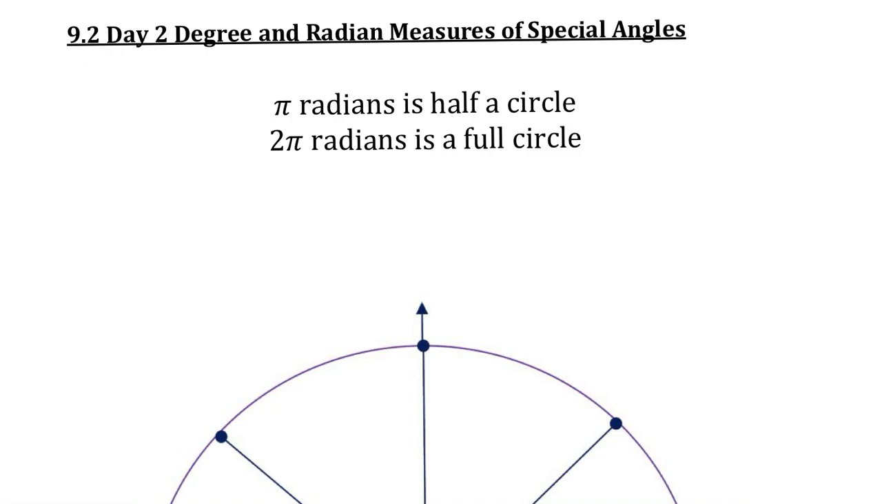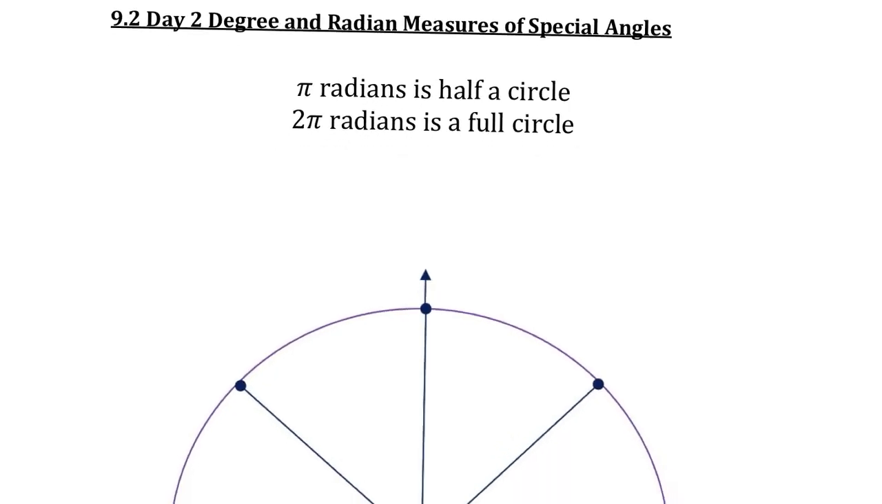Okay, 9.2, day 2, we're doing degree and radian measures of special angles. This is to prepare us to get ready for the unit circle, which some of you have heard of. Special angles is thinking of special triangles. So they're talking about 45, 45, 90, and they're talking about 30, 60, 90. And they're special because there's a pattern to their sides. But for us, we're just going to label the unit circle.